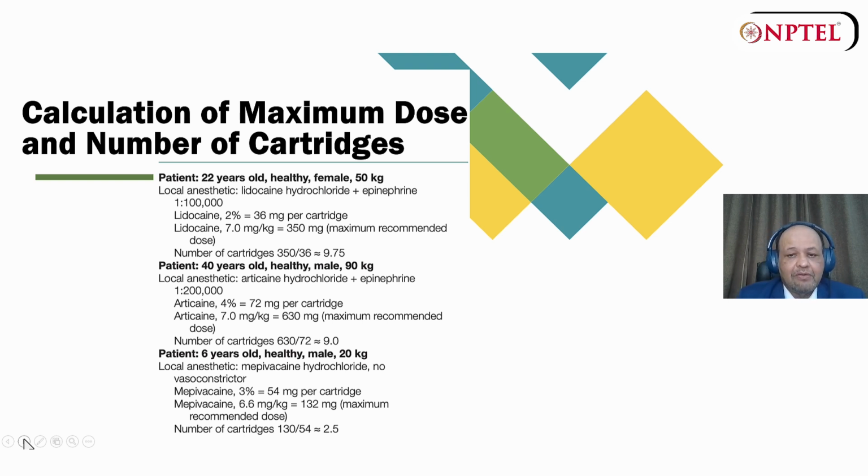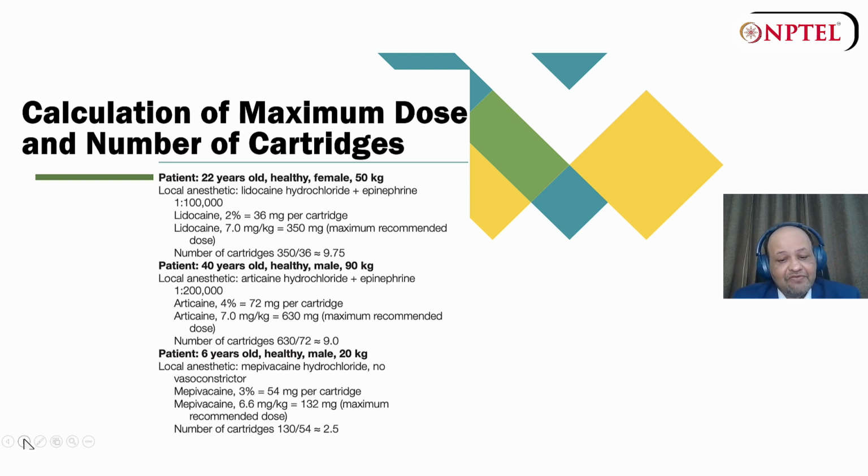If you are talking about a patient who is 100 kilograms, it does not mean that you should multiply 7 again by 100, which will lead to toxicity of the local anesthetic. If there's a 40-year-old male patient, and it's 90 milligrams, again it becomes 630, but this is for articaine, so it becomes 630. Now, why does it become 630? It is because articaine is present in a concentration of 4%.